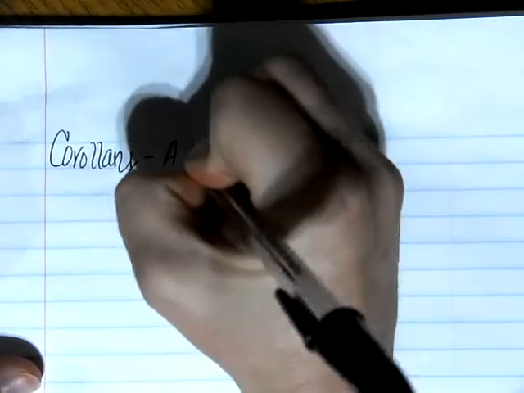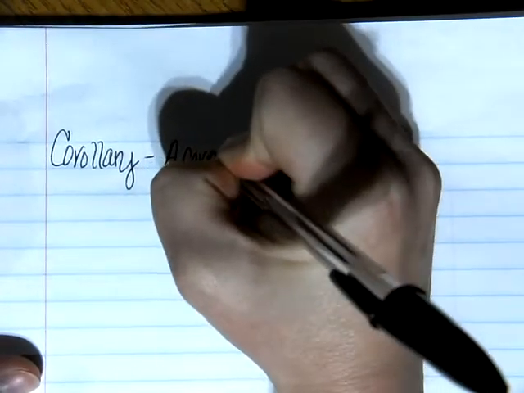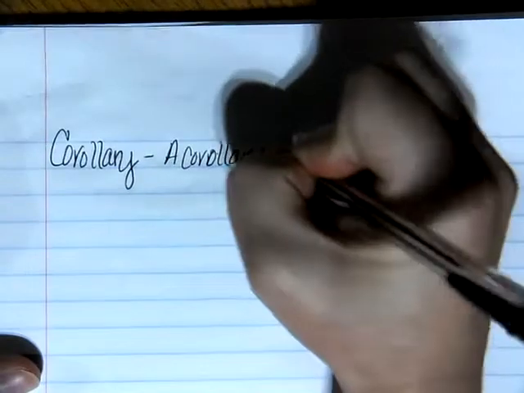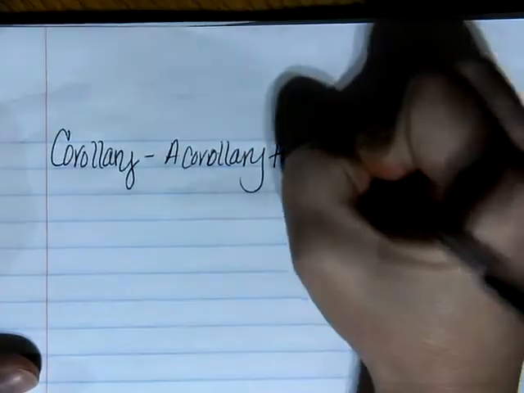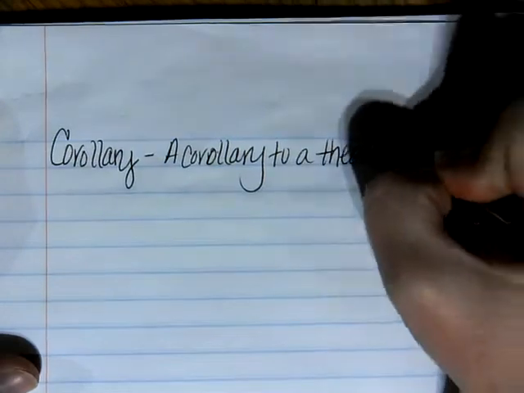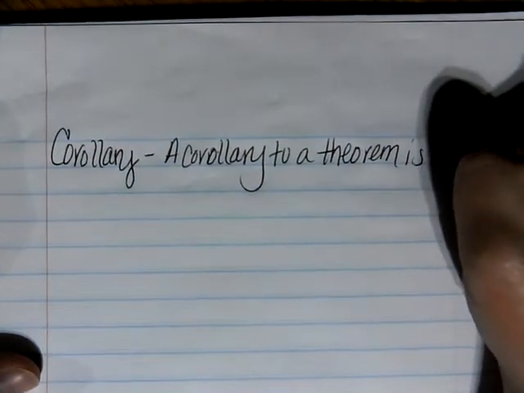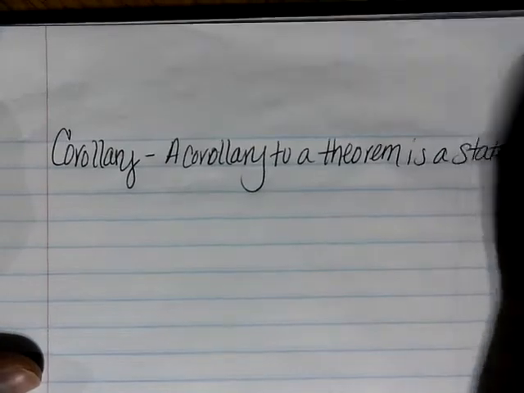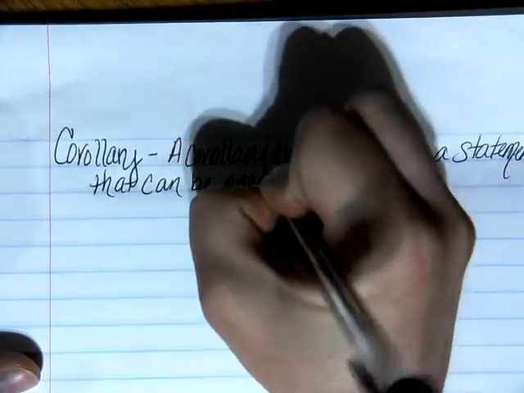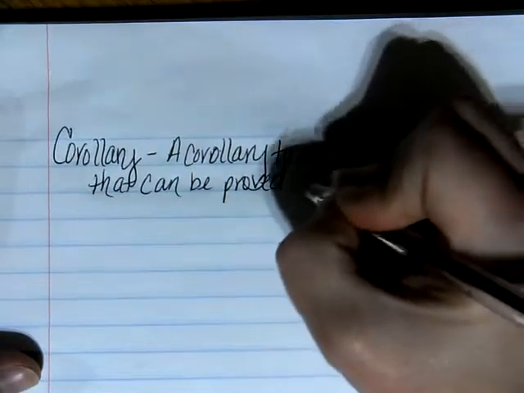Now, a corollary to a theorem is a statement that can be proved easily using the theorem.